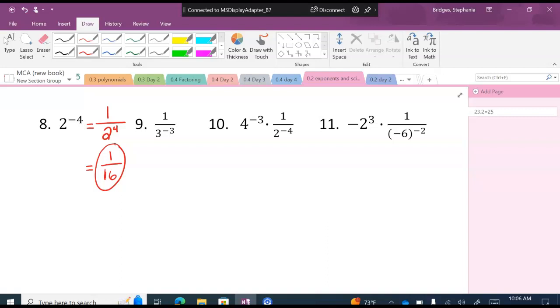With number 10, you have 2 things that you're multiplying. You would need to simplify each one first and then multiply those.